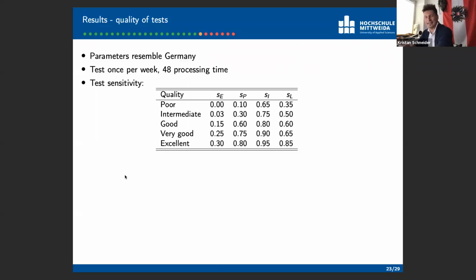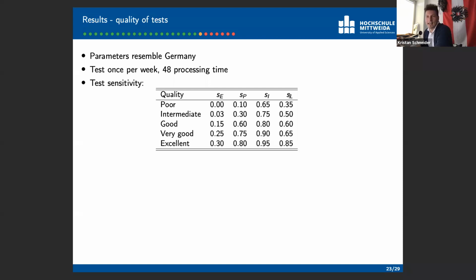And the test sensitivities of course depend on the product, the lab, and so on. So we assume different qualities: a poor test, an intermediate, good, very good, and excellent test, whatever that means. They actually have different sensitivity. So you have the sensitivity in the latent phase, in the prodromal, in the fully contagious, and the late infectious phase. The poor test, of course, in the latent phase won't discover anything. In the prodromal phase it has a sensitivity of 10%, then it increases to 65%, and in the late infections it goes down again.